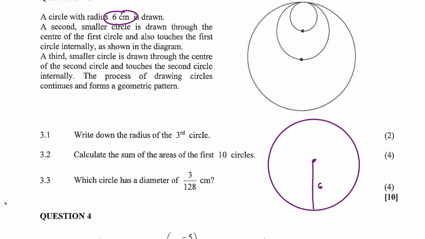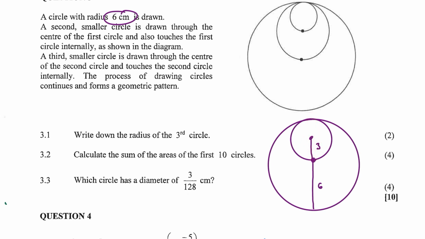And then they say a second smaller circle is drawn through the center of the first circle, and also touches the first circle internally. So now the second circle goes like this. Let's go through the center. Ooh, that's a bad circle. But it goes through the center and it touches the circumference of the first circle. So this is the center of the second circle. That means the radius of the circle is 3, right? Because it is 6 divided by 2. Remember that the radius of the bigger circle is 6. So the radius of this small circle is 3.